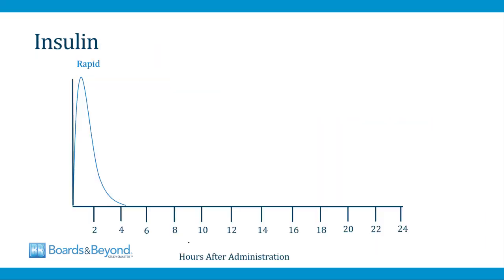So if we were to make a graph with hours after administration of insulin along the x-axis and insulin effects along the y-axis, rapid-acting insulin would look like this line shown in blue, with a very rapid time to peak action and a total duration of action under 4 hours or so.